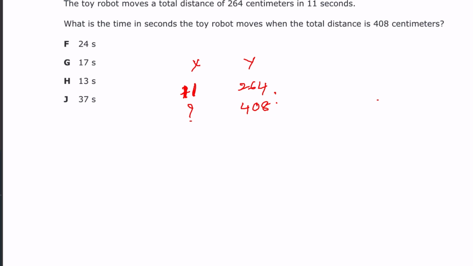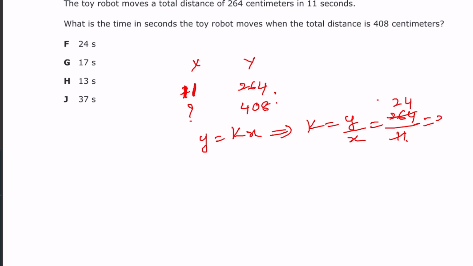Now here this is directly proportional, because the total distance in centimeters a toy robot moves varies directly is telling. So therefore y is equal to kx, or k is equal to y by x. It's a direct proportion. So you know what y is over here, 264 divided by 11. 11 2s are 22, 11 4s are 44. So here k is nothing but 24. So for the second equation, k is equal to 24 we got. Now we'll put it in this and see. We have y, we don't have x, so this we have to calculate.